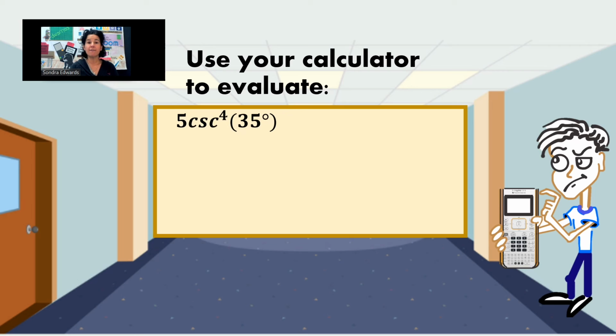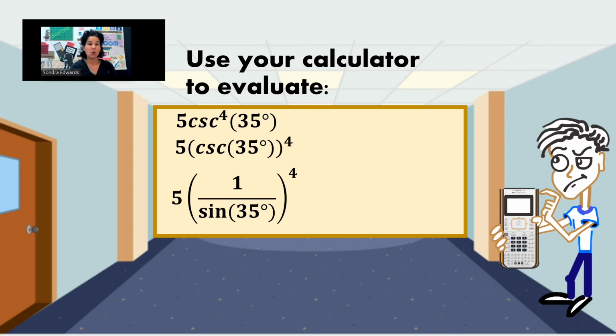Let's do just one more of those where we also have to use a reciprocal identity. So I have here 5 cosecant to the 4th of 35 degrees. The first thing you want to do is rewrite that as cosecant of 35 degrees to the 4th power. Now, we don't have the cosecant key on our calculator, so we're just going to replace cosecant of 35 degrees with the reciprocal identity. So that is equivalent to 1 over the sine of 35 degrees.